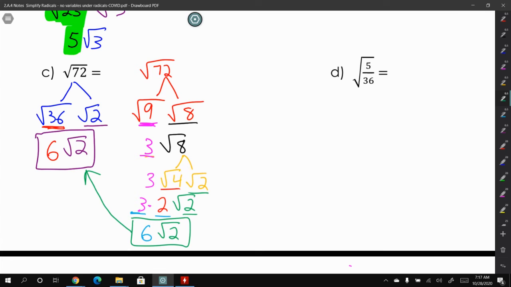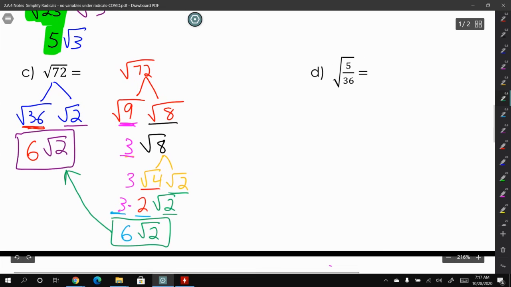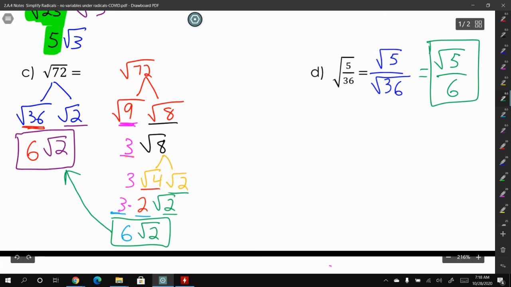So you can break these up any way as long as one of those factors is a perfect square. You just might have to keep going to get your final answer, but you will get the same thing. Letter D. Okay, the square root of 5 we cannot simplify, and the square root of 36 is 6. So this is our simplified answer.